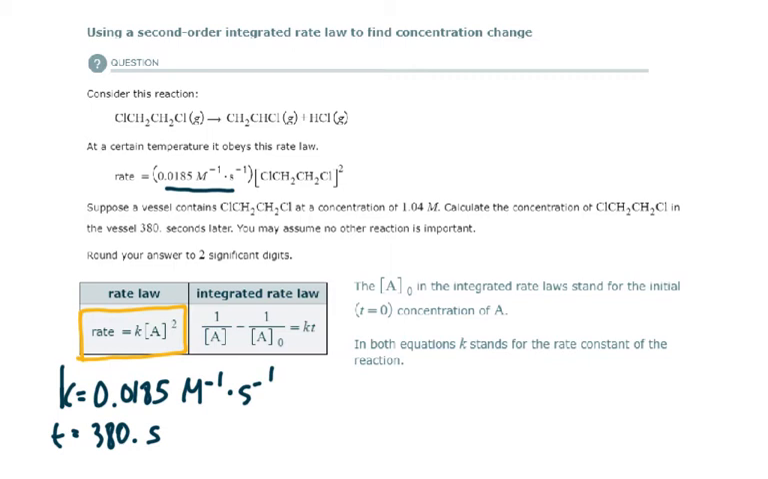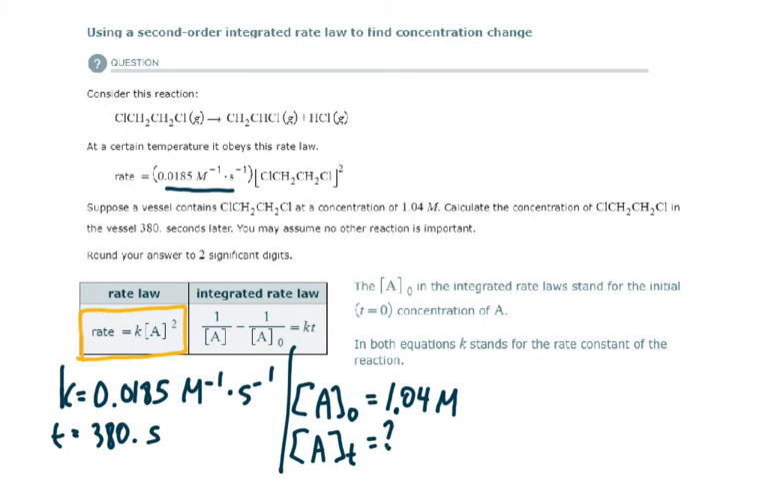And let's see what other information they give us. They give us the initial concentration of our reactant here. And I'm just going to use A for short. The initial concentration of A is 1.04 molar. So we want to find what is the concentration of our reactant 380 seconds later.